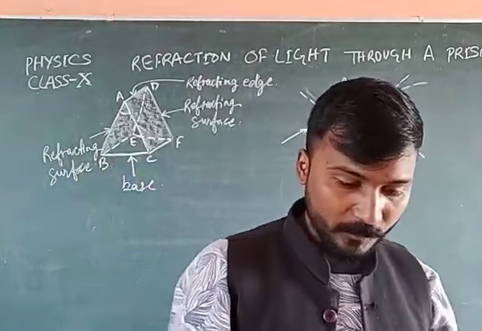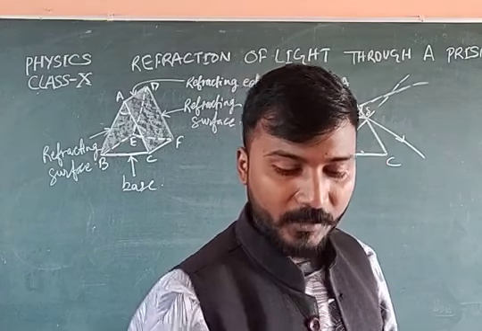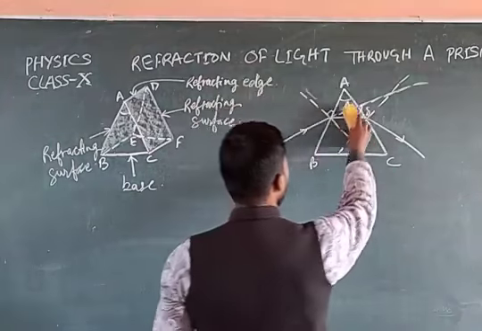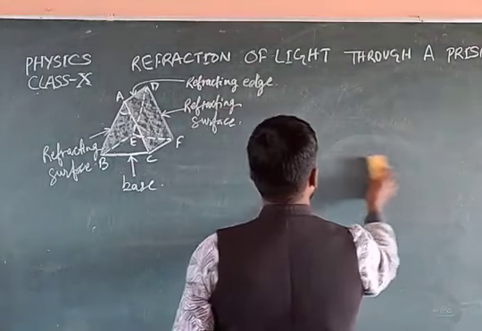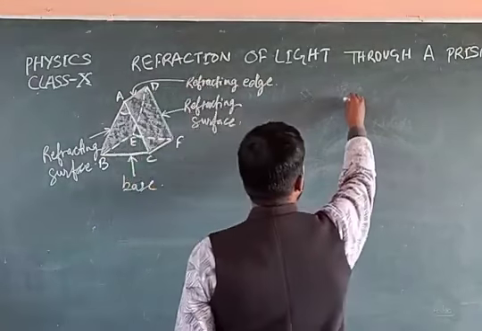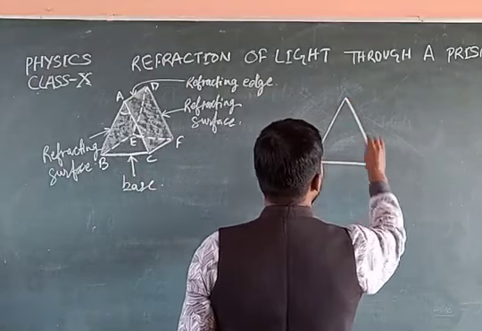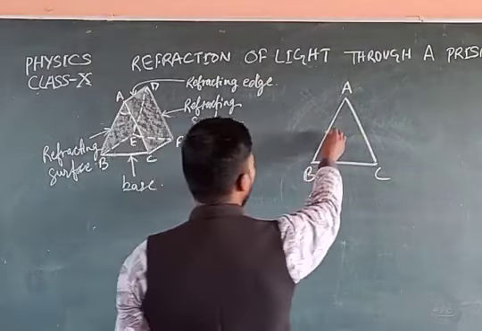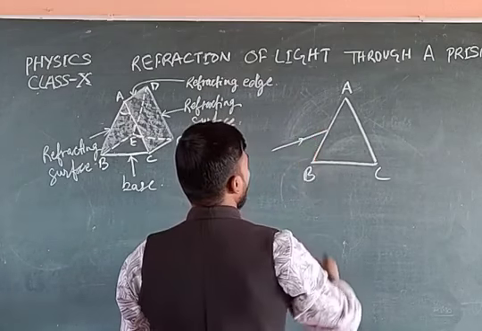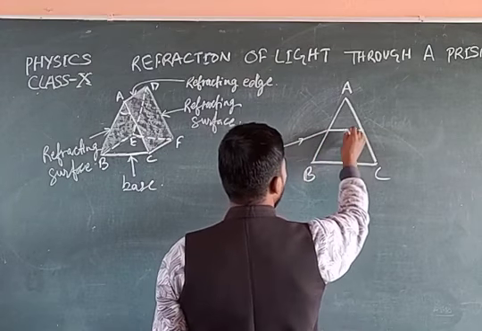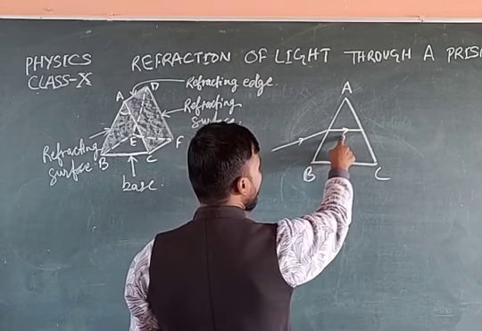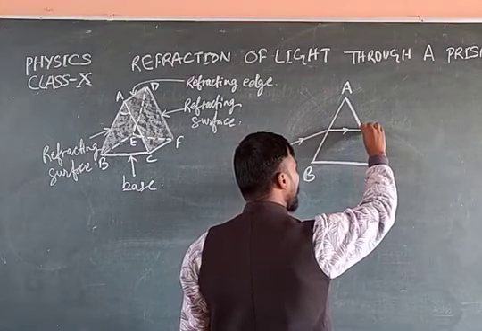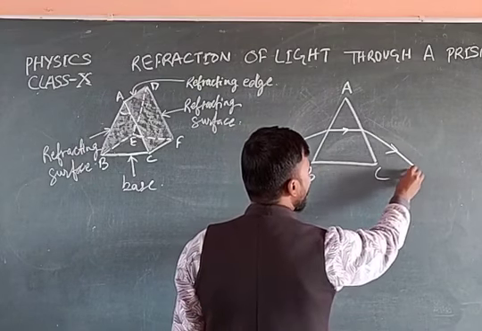Now we are going to study refraction of light through a glass prism. This is the rectangular prism ABC. When the light is incident on the rectangular surface of this prism, it gets refracted. This ray is known as the incident ray and this ray is known as the refracted ray. Then after it comes out from the prism, this ray is known as the emergent ray.